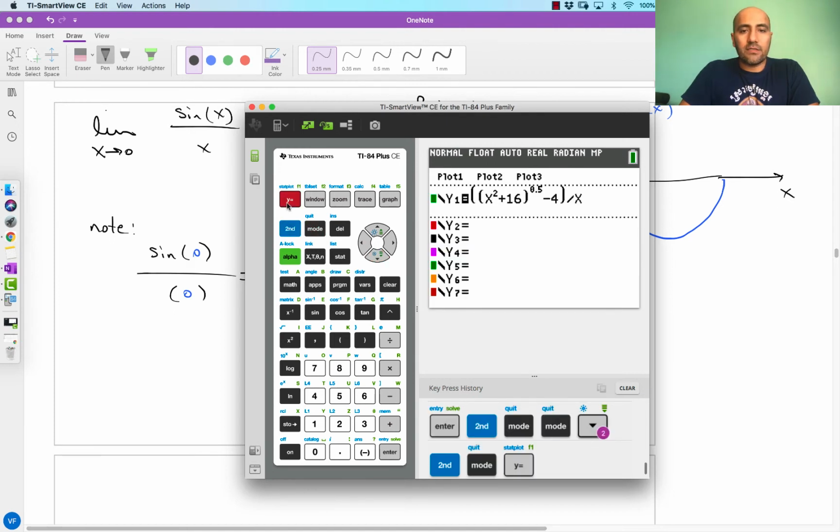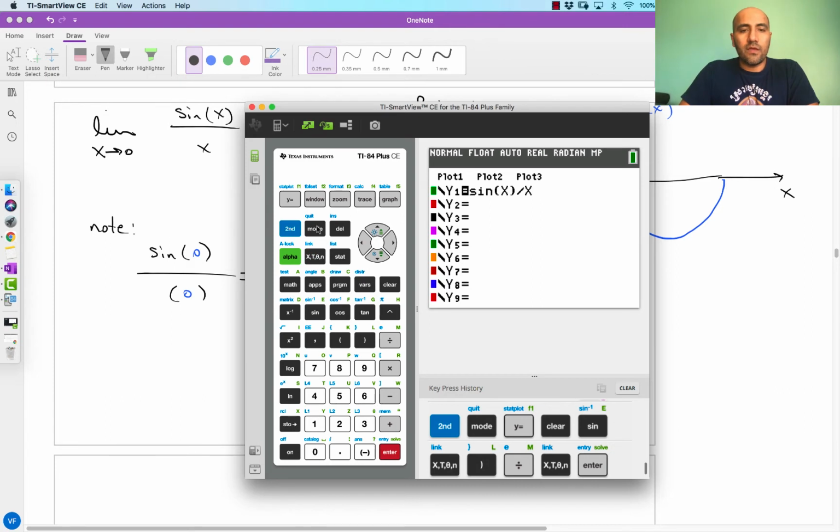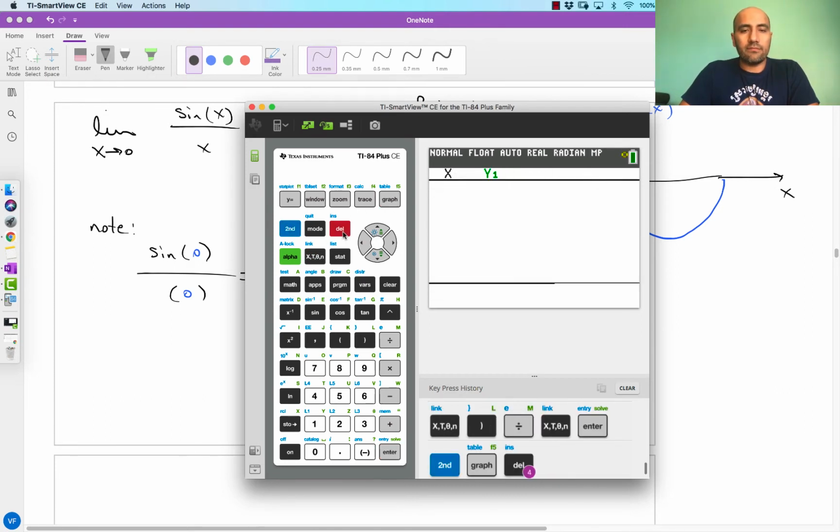Let's get out of here. Let's go back to y equals. Let's clear this out. And we want to put sine of x in the numerator divided by another x. So sine of x over x, there's our function. And let's go back to table, delete everything here. Okay, so again, we want to get close to 0.